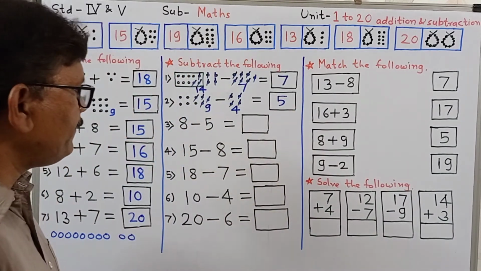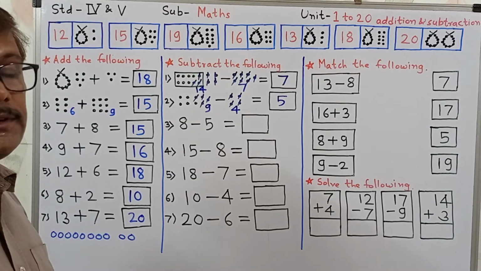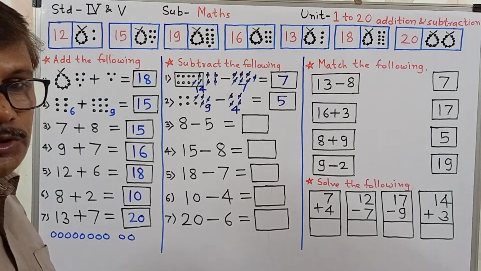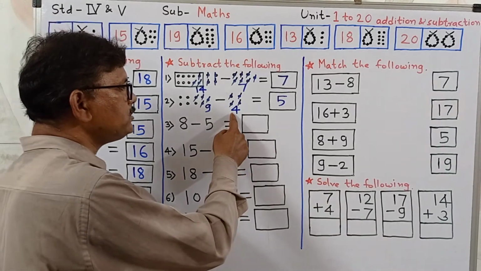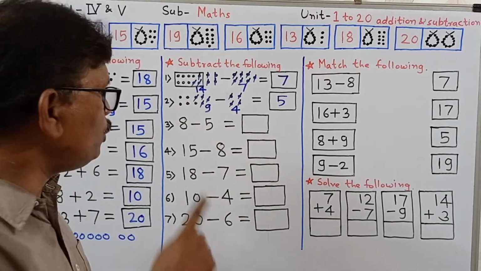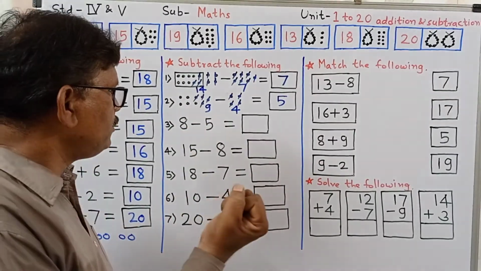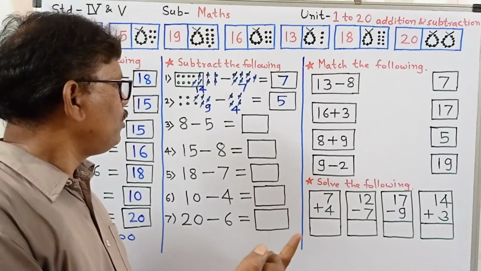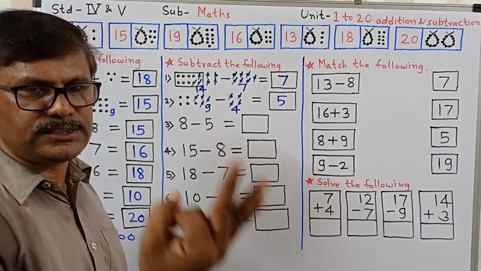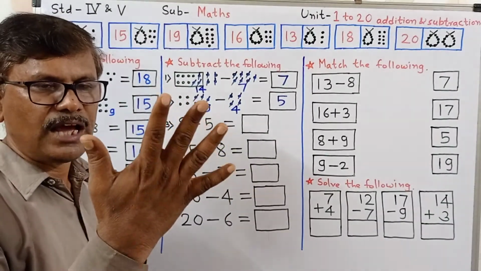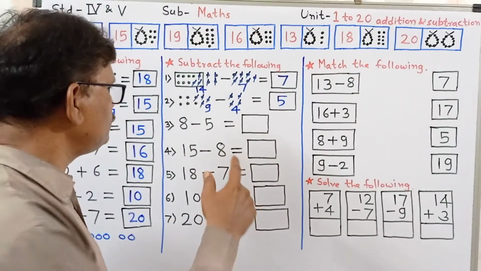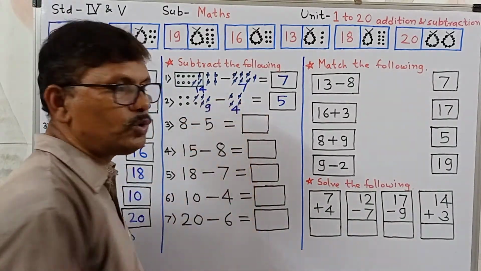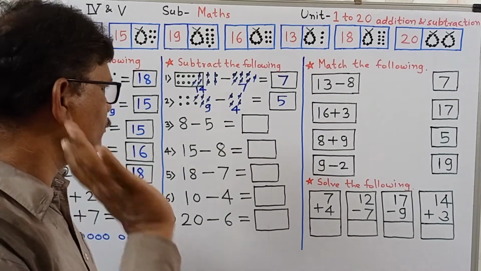Okay? And the next, third method, is what? To count after 4 up to 9: 5, 6, 7, 8, 9. How many fingers? 5. So 9 minus 4 is equal to 5. Understood? Okay.